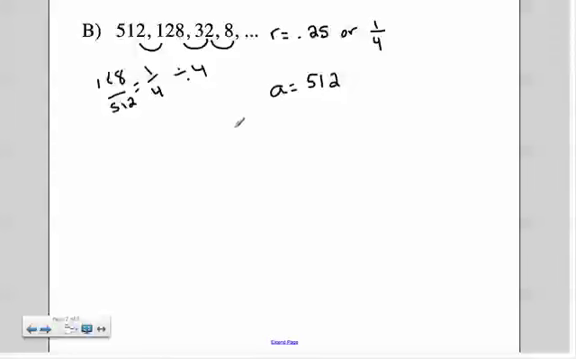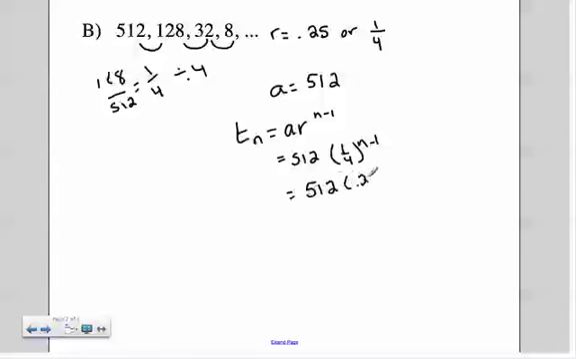So now our general term, when I fill in A times R to the n minus 1, becomes 512 times 1/4 to the n minus 1. Now I prefer fractions over decimals, but this would be the same as 512 times 0.25 to the n minus 1. So if you prefer decimals, it is okay to work with those.